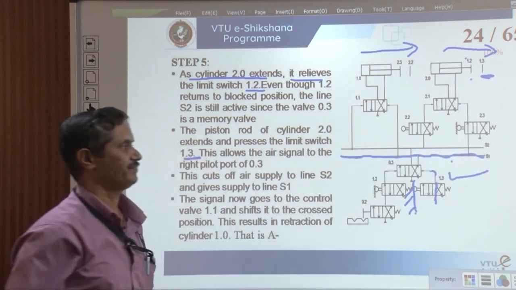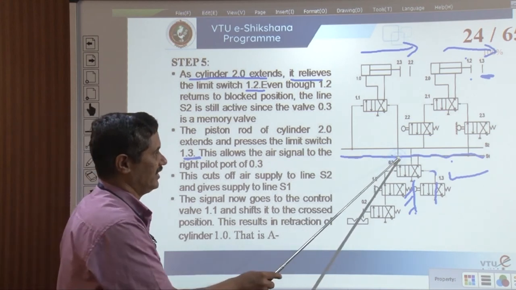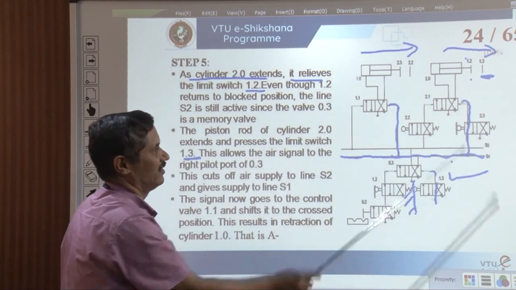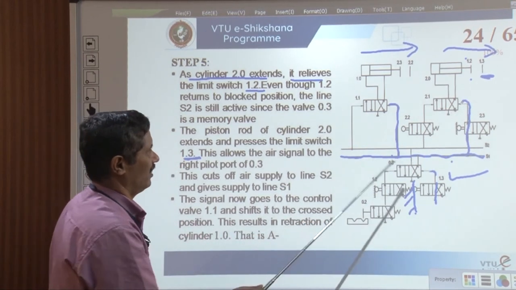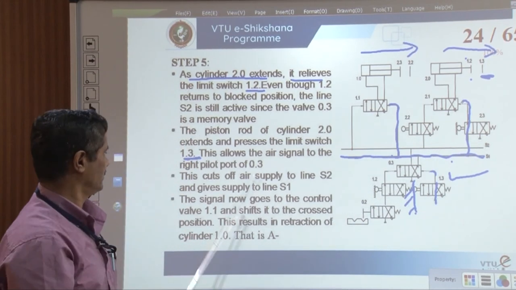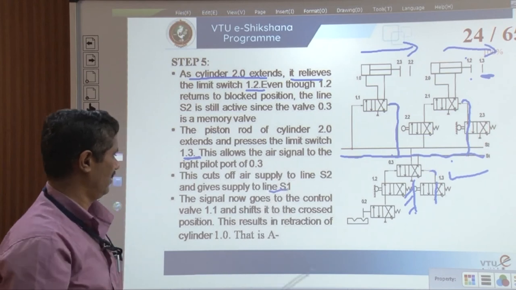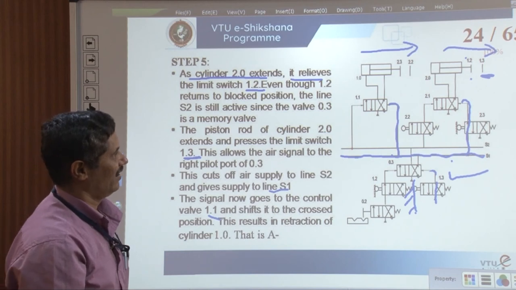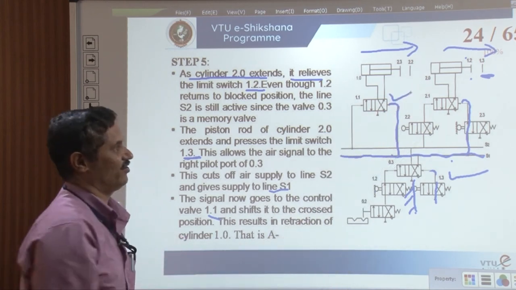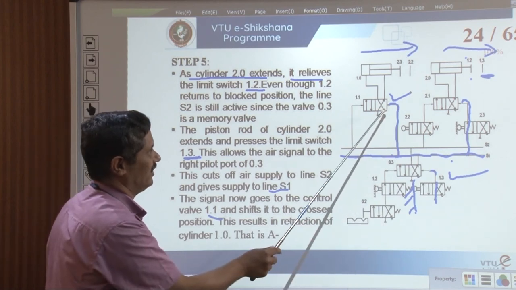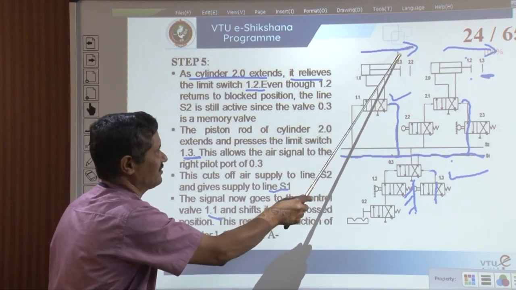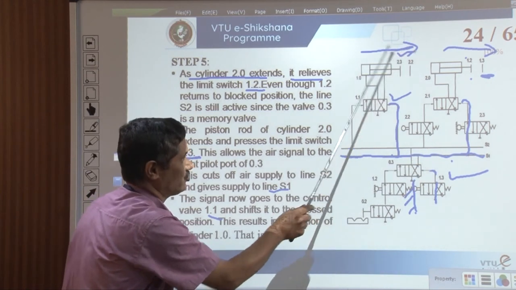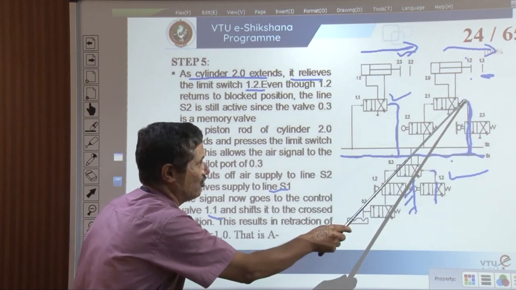Now the air is here, air is here. When the air is here means this valve, air can go here and this air can go here, okay. But provided with these conditions. Now this cuts the air supply, we are here now, and the signal now goes to the control element valve 1.1. Initially first it will go here. So as it goes here, it resets and moves back and hits what? 2.3. When it hits 2.3 only, then this line can go here.